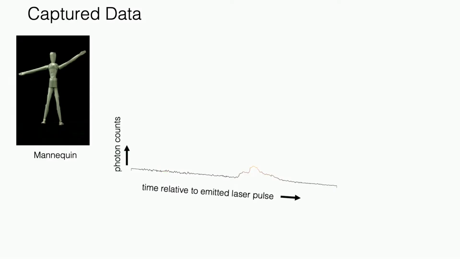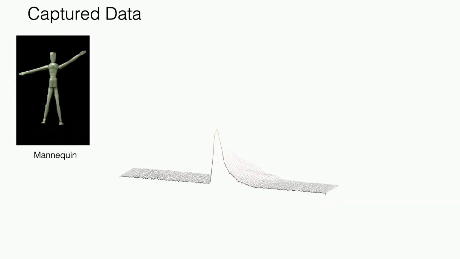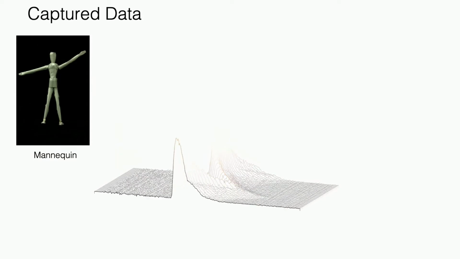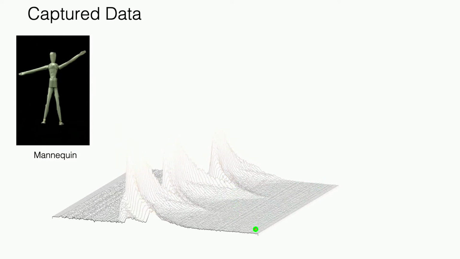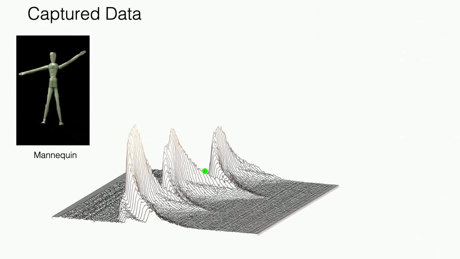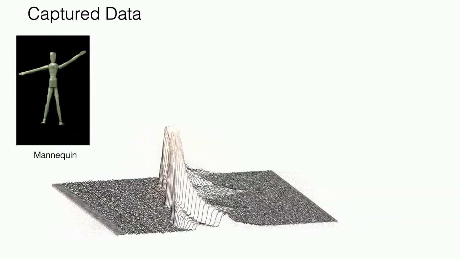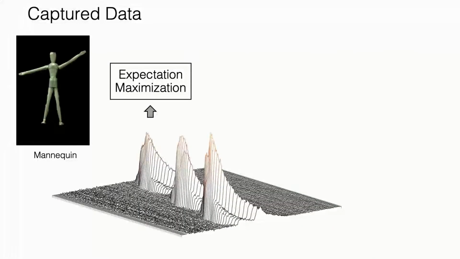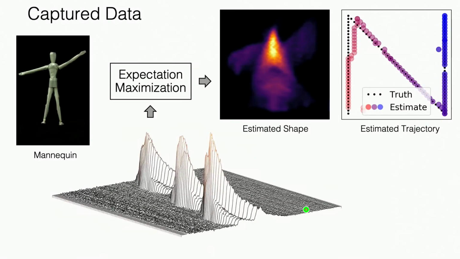Again, any one of these observations doesn't have a whole lot of information, but if the object moves around and you capture a sequence of observations, the story changes. You get a sequence of histograms. This is different time, so this is sort of slow time. This is fast time, this is distance. Plug this collection of measurements into expectation maximization and get back the following reconstruction of the object and its trajectory.